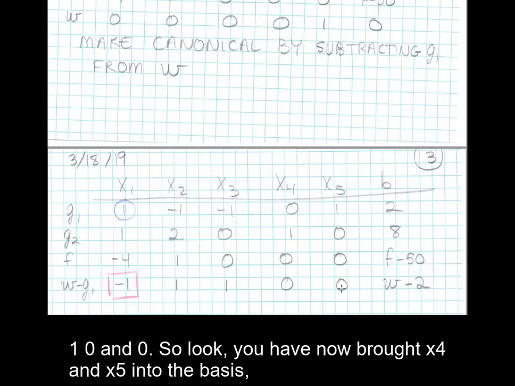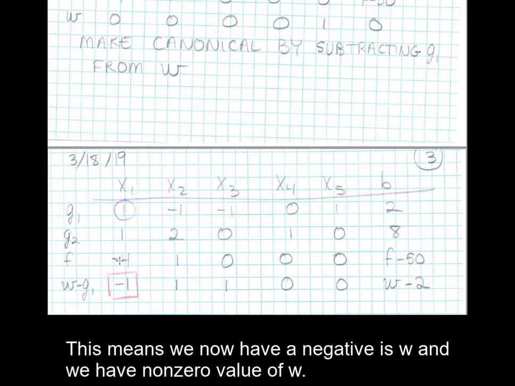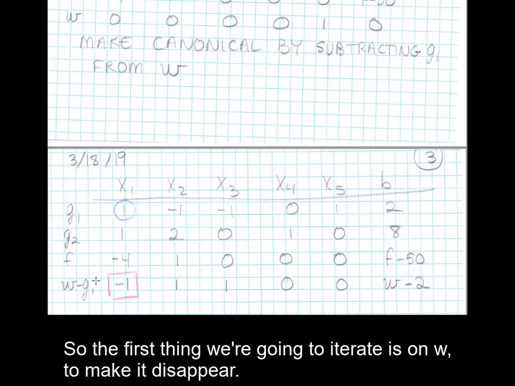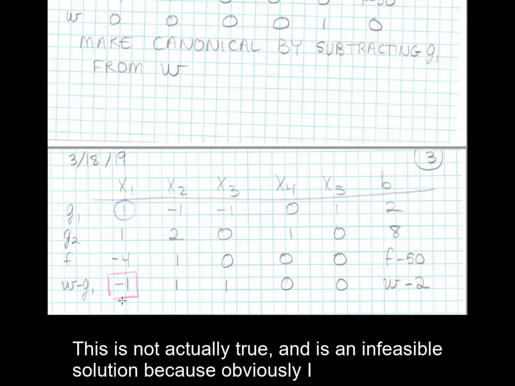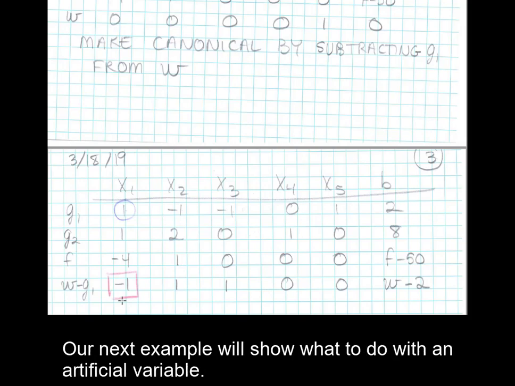So look, you have now brought x4 and x5 into the bases, and W also needs to have 2 subtracted from it, because that's, again, the value of B in G1. This means we now have a negative in W, and we have a non-zero value of W. So the first thing we're going to iterate is on W to make it disappear. This is not actually true, and this was an infeasible solution because obviously I just messed around with the greater than or equal than sign. Our next example will show what to do with an artificial variable.